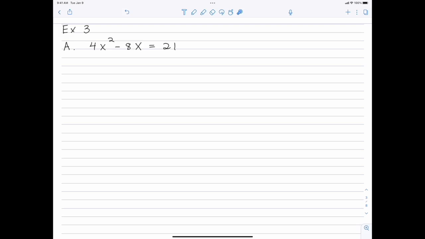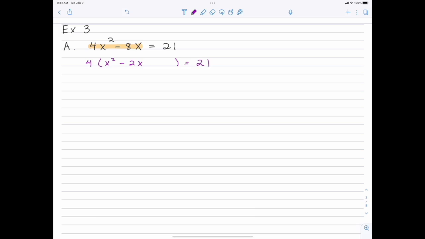What I'm going to do is factor out a 4 from both of those. I'm going to pull out that factor. It's not the greatest common factor. It's just the number in front of x squared. I really want that number in front of x squared to be 1. So this is going to be x squared minus 2x. I'm going to leave a space right here because I'm going to be adding a c value to that side.